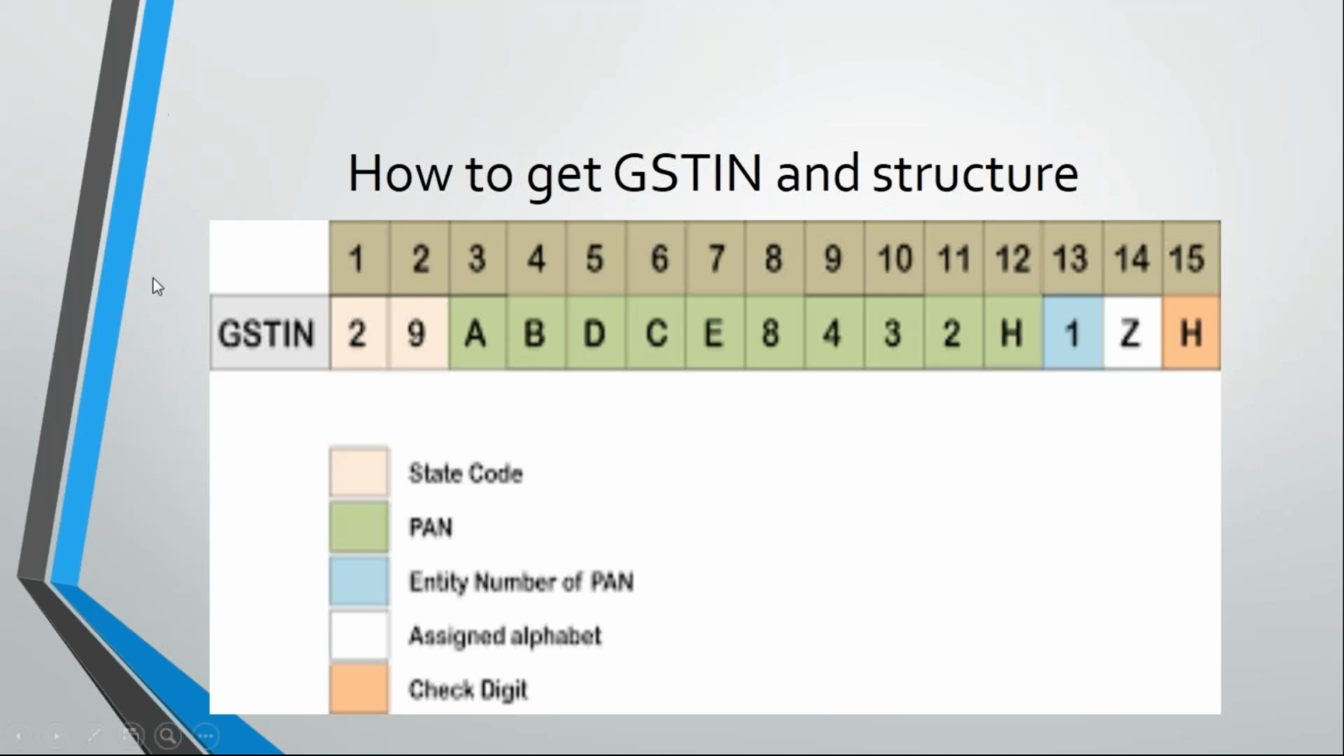So like this, Karnataka has state code 29, followed by its PAN number. The next 10 digits will be the PAN number of the company, and 1 digit, that is the entity number of the PAN based on a company. Then an assigned alphabet, it can be any alphabet that they assign. Then the check digit. So this is how you will get a GST number.